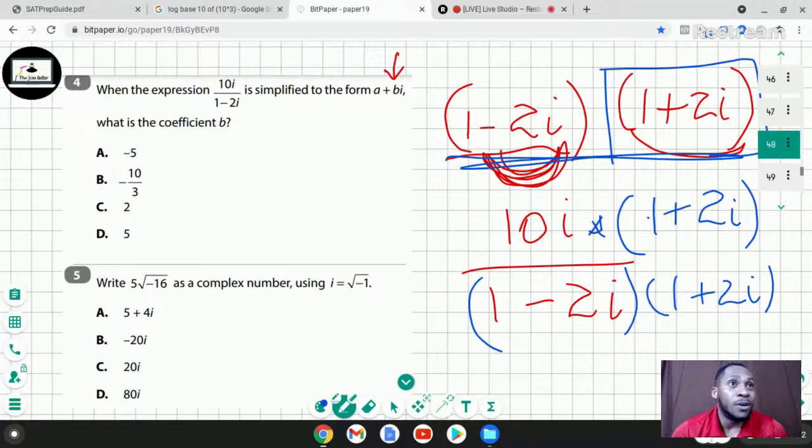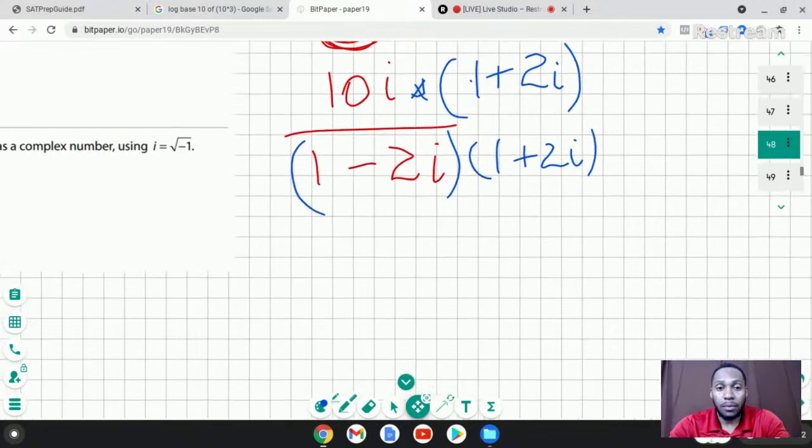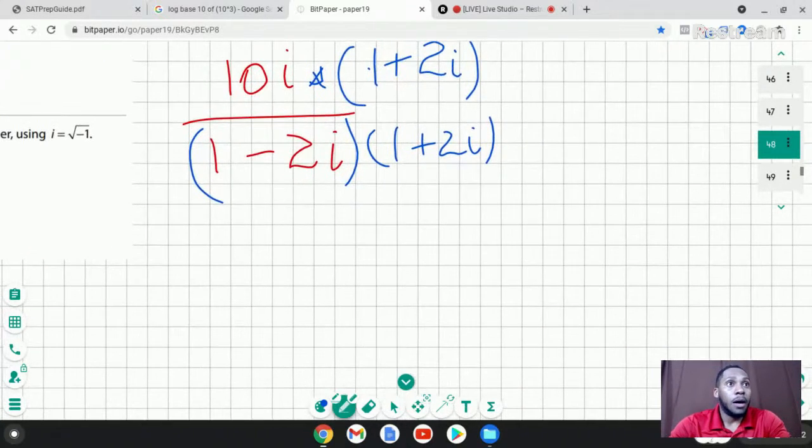Glad you passed Algebra 1. Okay, so let's see. So here's what we're gonna do. All right, so we're gonna multiply.